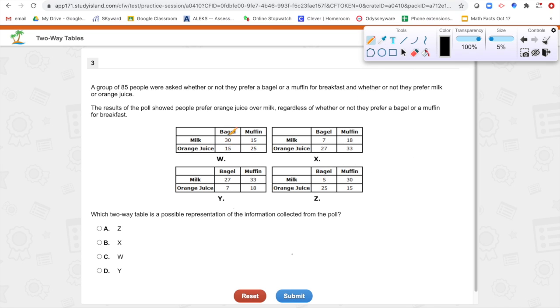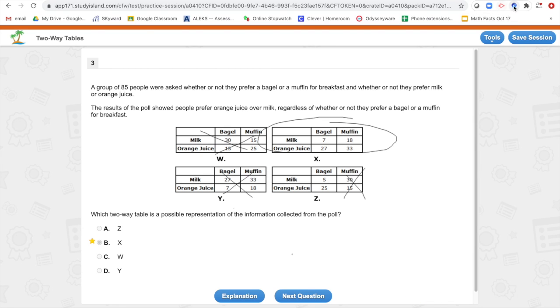So if we look at W, no good. More milk than orange juice. X looks good. 27 compared to 7 and 33 compared to 18. And just following suit, all the other ones have more milk than orange juice in at least one of the categories, if not both. So answer definitely X there. Bravo for us.